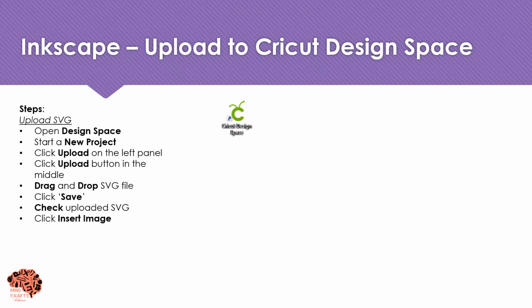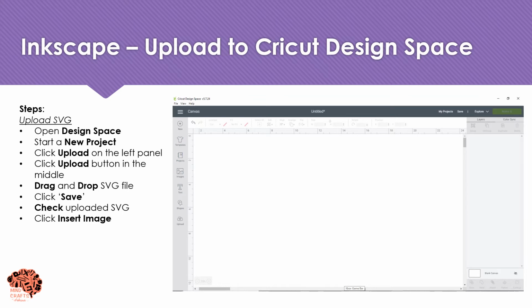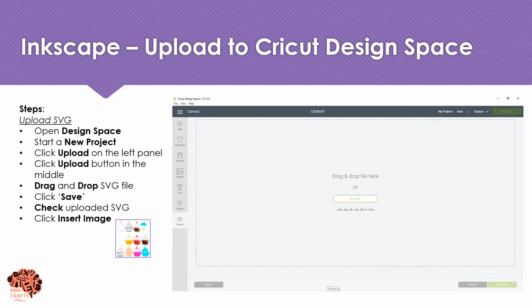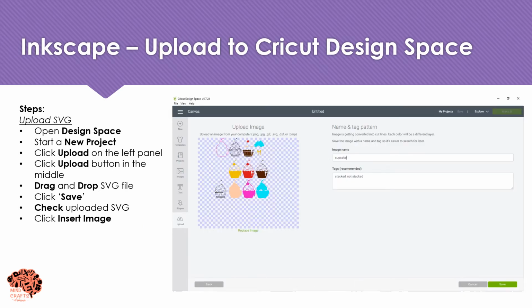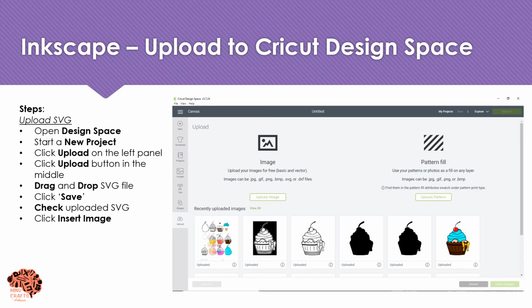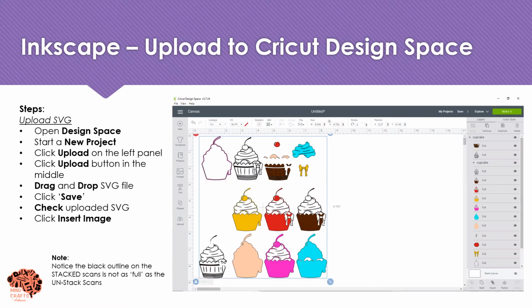In Design Space, we'll open a new project, select Upload from the left panel and Upload from the middle. We'll drag and drop our SVG file, and then we're going to give it a name and give it some tags. Please note, I did save both my stacked scans and my not stacked scans on the same file for one upload. Our image has uploaded. We'll select our image and insert that image into the map.